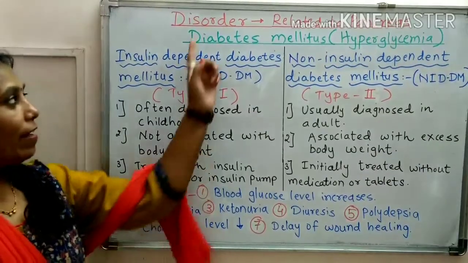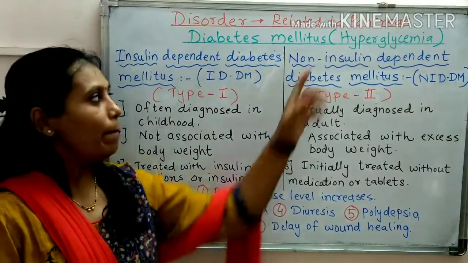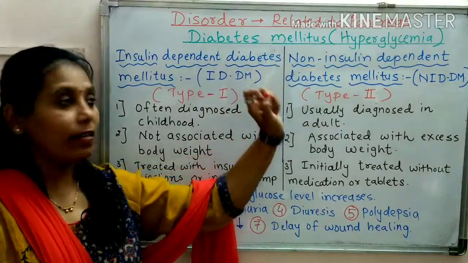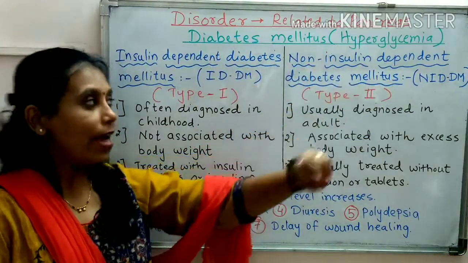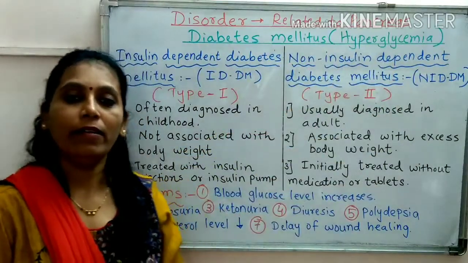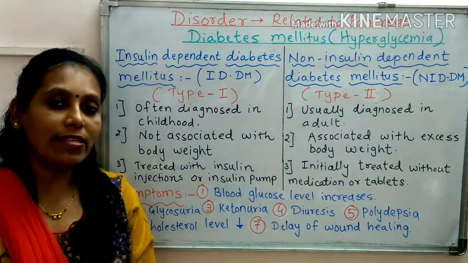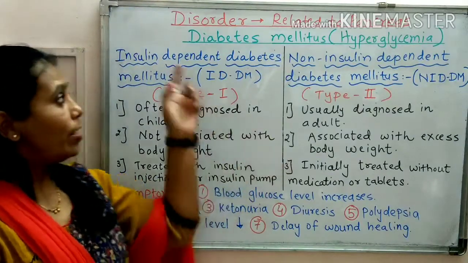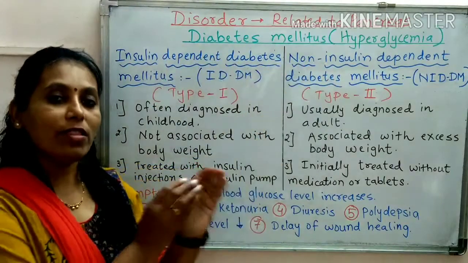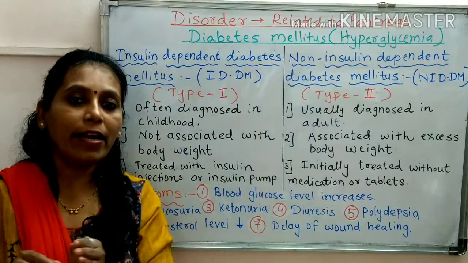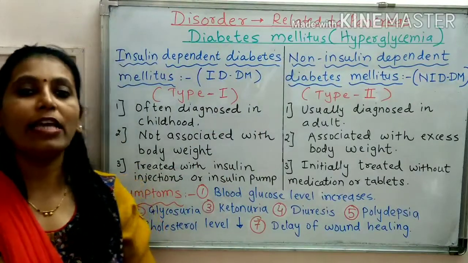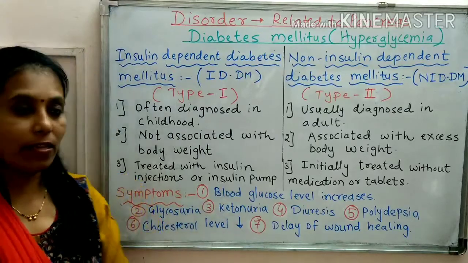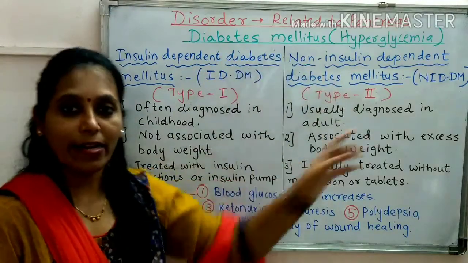We will study disorders related to pancreas, and the name of the disorder is diabetes mellitus. It is the condition called hyperglycemia. Now hyper means more and glycemia means glucose. More level of glucose. The condition or the disorder is diabetes mellitus. This particular disorder is related to the hormone insulin, secreted by beta cells which are present in the pancreas.